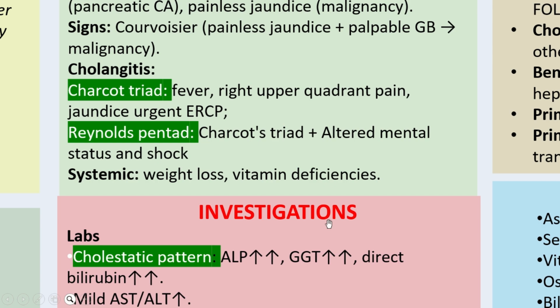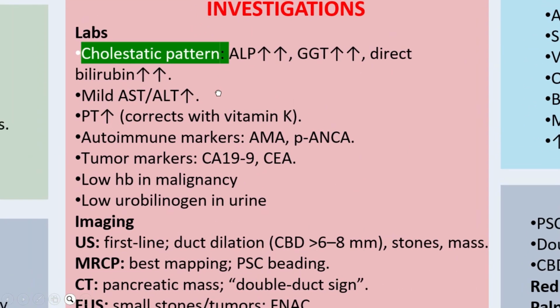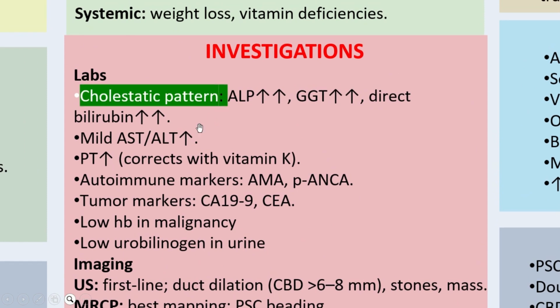So when we do the investigations, the labs, the most important thing is the cholestatic pattern. In fact, when you do the liver function test, you find the ALP is increased. ALP is going to be increased as well as the GGT. And whenever we have ALP and GGT increase, most of the time we start thinking this is gallbladder disease. And then the direct bilirubin or the conjugated bilirubin is also going to be increased. And sometimes when you look at the liver enzymes, the AST and the ALT, they may increase a little bit.